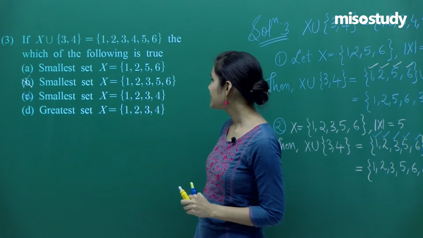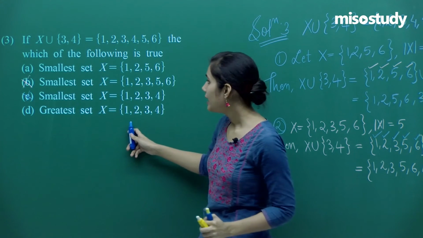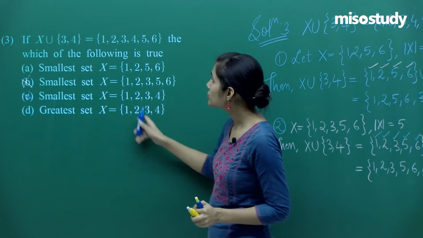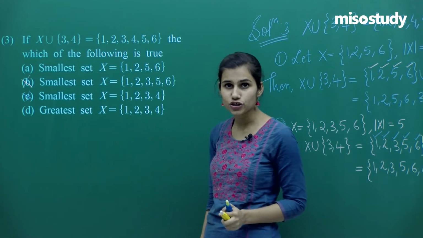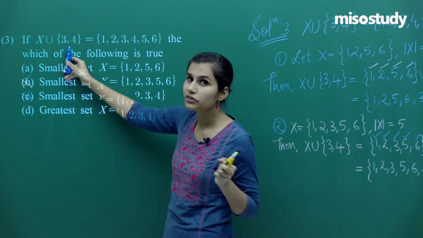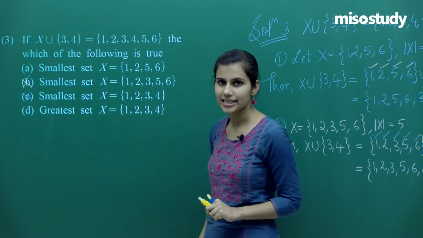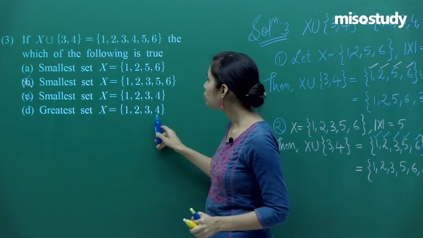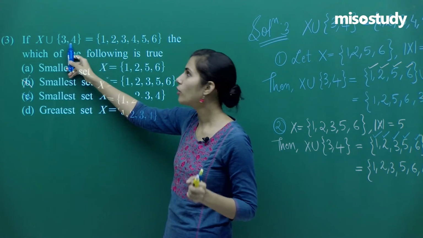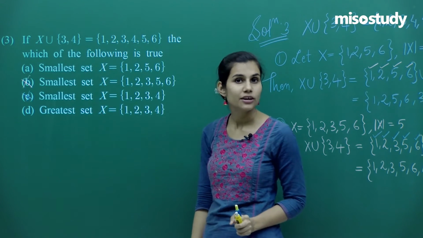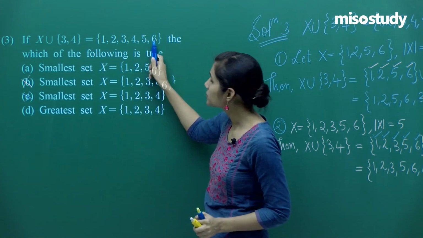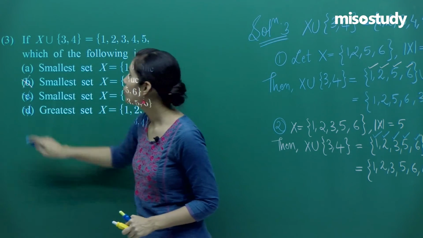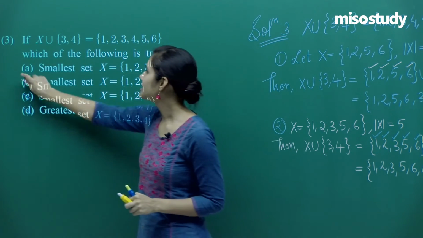Therefore, the third option is also definitely not correct. Let's go to the greatest set, which is this again. For it to be the greatest set or the smallest set, first it has to satisfy this particular condition that on being united with {3, 4}, it should give me this set. But we have already verified in option C that {1, 2, 3, 4} union {3, 4} is definitely not going to give me the right-hand side set, because 5 and 6 won't be obtained. And therefore, D is also wrong. The correct option is A.